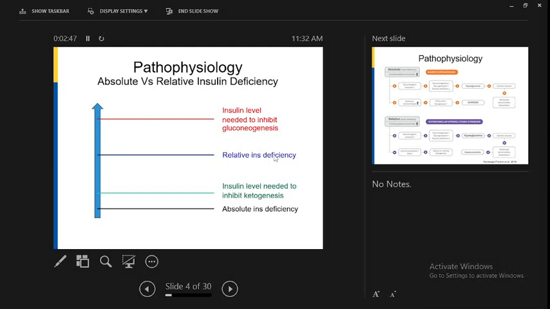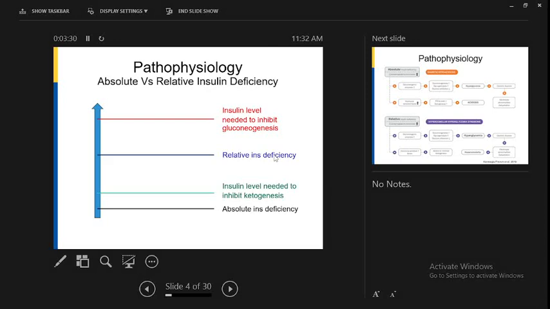If the y-axis is the amount of insulin that you have in your body, the lowest level is when you have absolute insulin deficiency, like in type 1 diabetes and beta cell failure. You don't have that much insulin in your body. The insulin level is lower than the level needed to inhibit ketogenesis, and lower than the level needed to inhibit gluconeogenesis and glycogenolysis as well. So in that absolute insulin deficiency state, you will get both ketogenesis and gluconeogenesis.